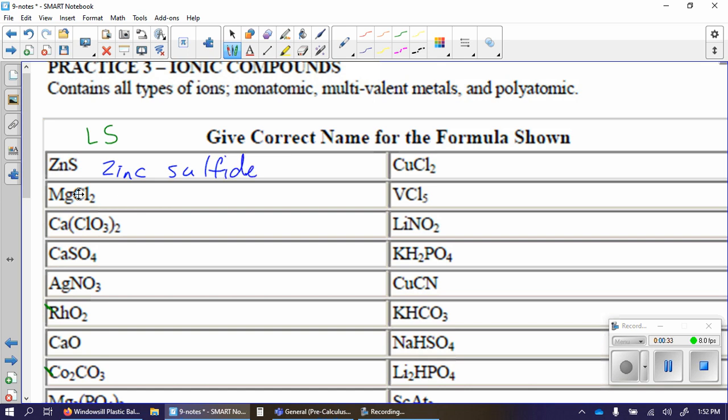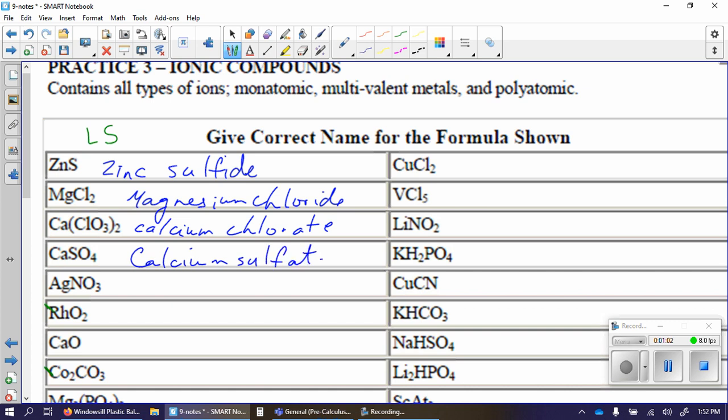Sulfide, magnesium chloride, oh, polyatomic ion, that's chlorate, so calcium sulfate. Silver is like zinc, doesn't need a Roman numeral. Oh, not A. Let's not use the Latin word. Silver nitrate.